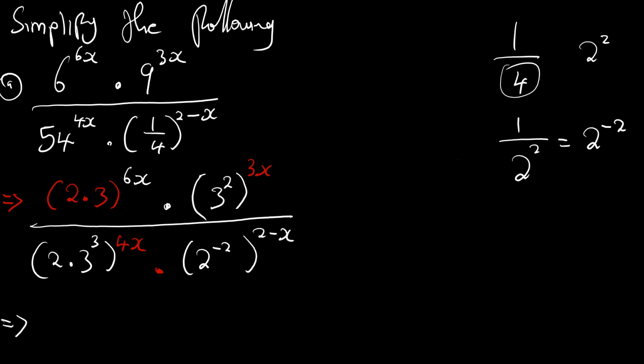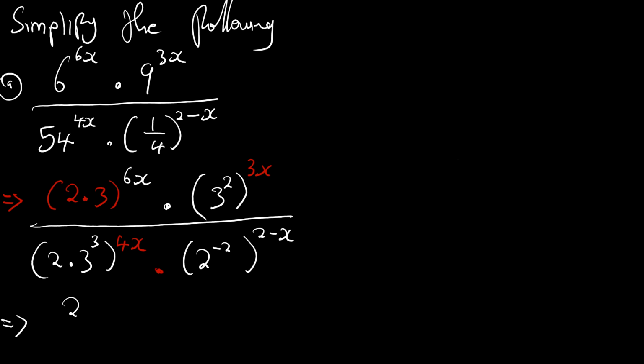Now we need to apply the rules of exponents. The first thing here was to write every base as the product of prime factors, but now we are going to apply the rules of exponent. That's why I said we must master those rules of exponent. So this one is going to give us 2 to the exponent of 6x times 3 to the exponent of 6x, multiplied by 3 to the exponent of 6x.